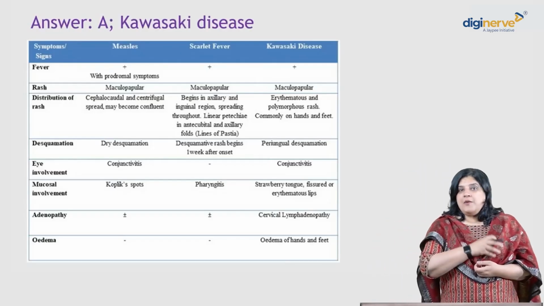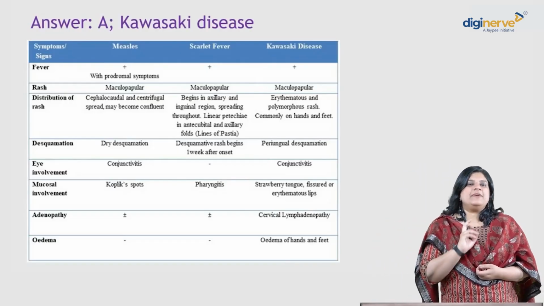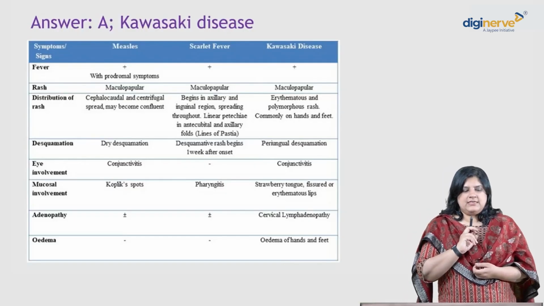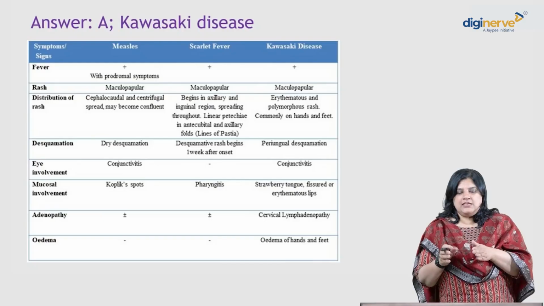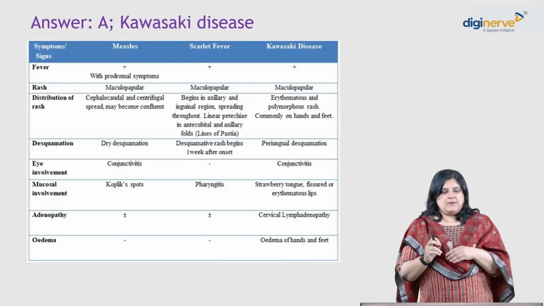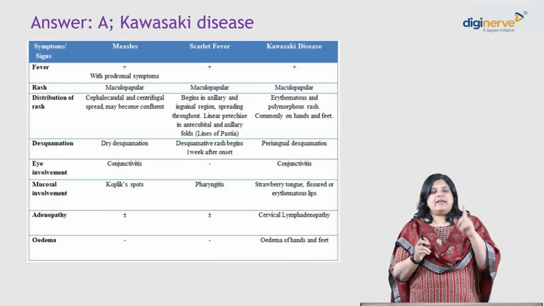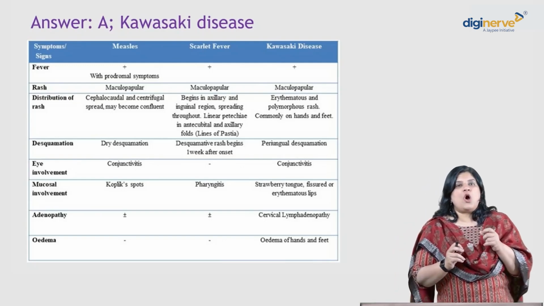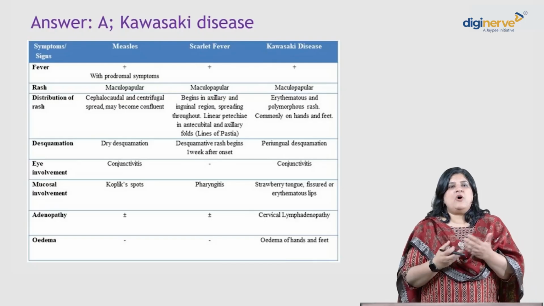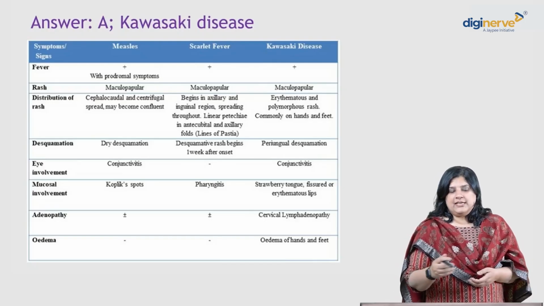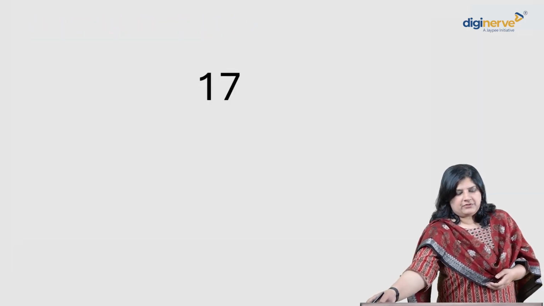Looking at what our patient had, he is a perfect fit into Kawasaki's disease, and this here is a table which looks at measles, scarlet fever and Kawasaki's disease. So the clue here was cervical lymphadenopathy, which is common with Kawasaki's disease. Patients also tend to have edema of hand and feet, which is not seen in either measles or scarlet fever.